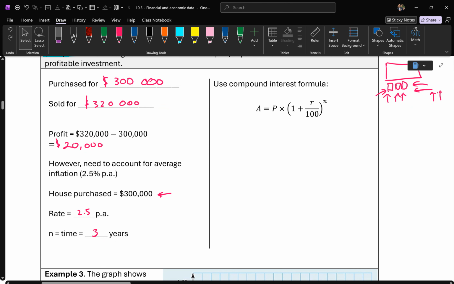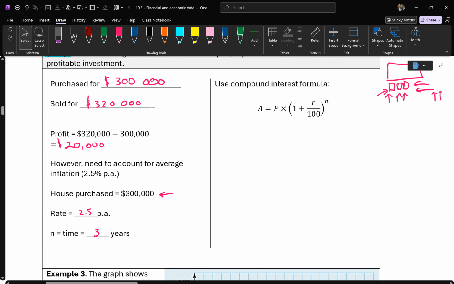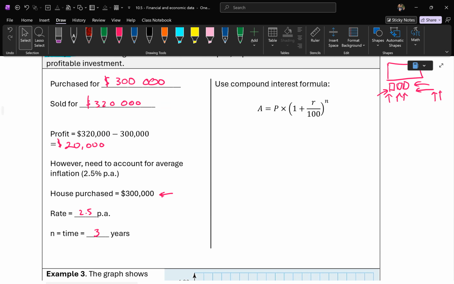So here we go. This is your compound interest formula, the one that I asked you to revise, especially for next week when I test you. And this is all you have to do on your calculator. A is the total amount after the number of years. P is what you put in. So you started off with 300,000.